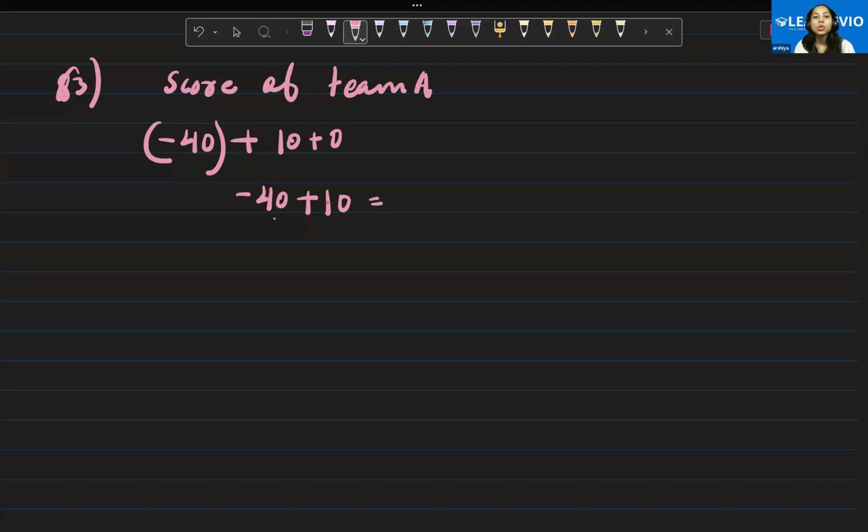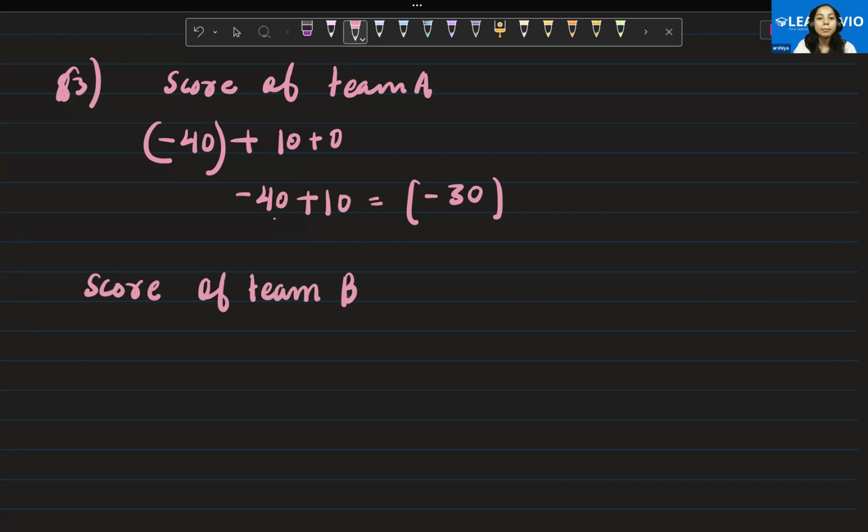So negative 40 plus 10, we'll subtract them. So 40 minus 10 is 30. And what will be the sign? Will it be positive 30 or negative 30? Negative 30. Why? Ma'am, because the number 40 is greater. Very good.